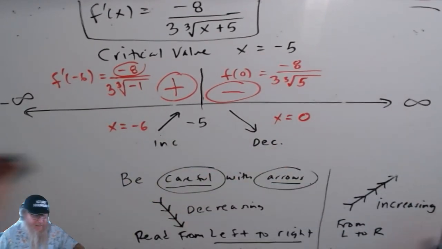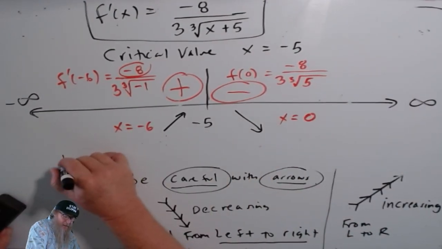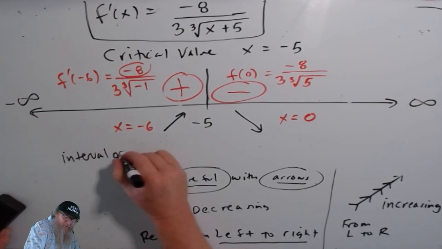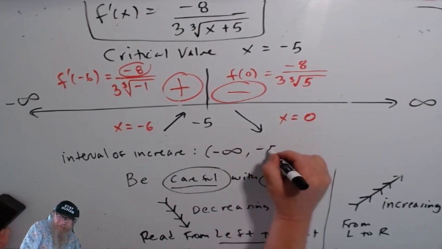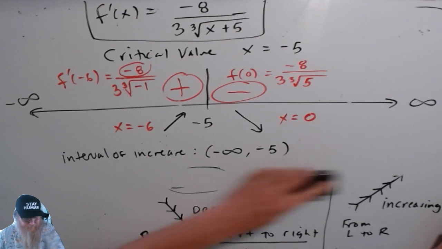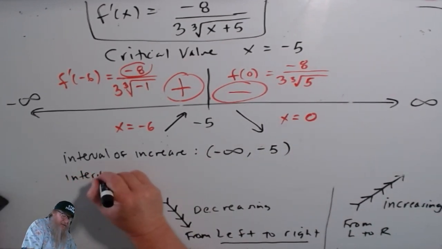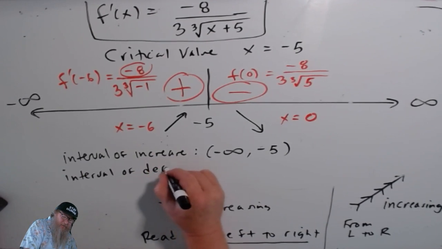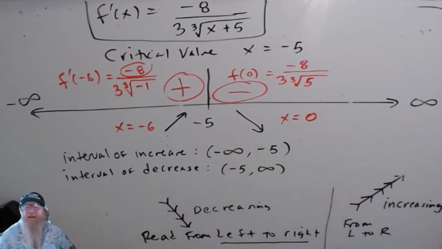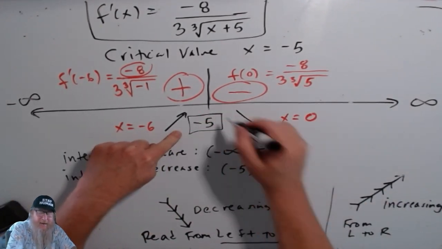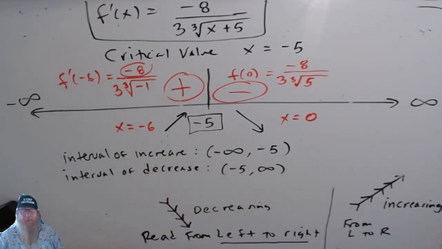So this function's interval of increase is -∞ to -5. Interval of decrease is -5 to infinity. And we never put a bracket at the critical value. It's always an open parenthesis because technically at that point it's neither. It's neither increasing nor decreasing.